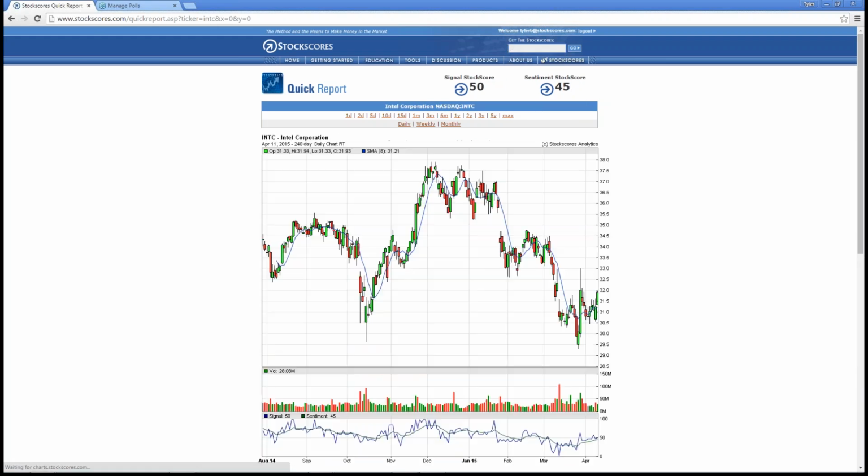Intel. Intel, I think, is a stock to avoid, falling tops from left to right. If you own it already, support at $30.50.